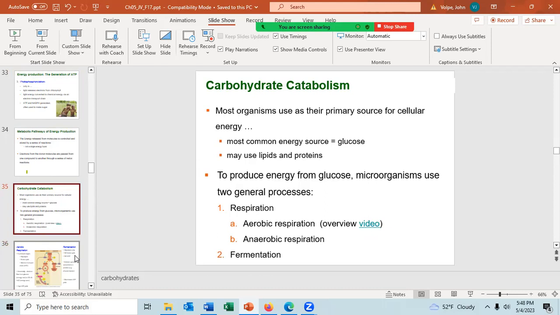Many organisms, if not most organisms, get energy from catabolism, and they use this as their primary source for cellular energy. The most common energy source is glucose, and the organism will break down glucose to make ATP using a catabolic reaction. But organisms don't have to use glucose. We can break down starch, which, as you know, is just broken down into glucose, and so you send that the same way. But organisms may use lipids and proteins to obtain their energy needs to make ATP.